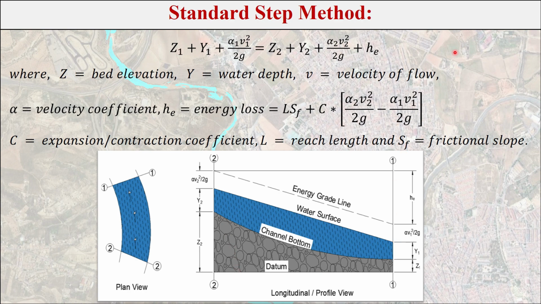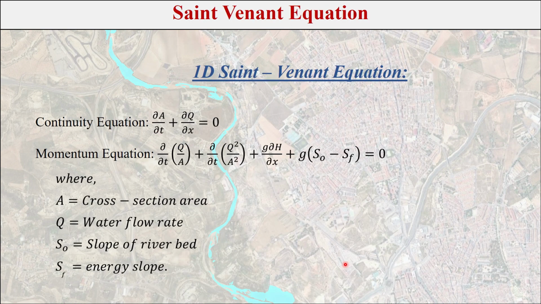So by equating the energy, we can calculate the water surface, where z is the bed elevation, y is the water surface depth, v is the velocity of flow, alpha is the velocity coefficient, and he is the energy loss, which we can calculate using this formula. And C is the expansion and contraction coefficient, L is the reach length, and Sf is the frictional slope, which are shown in the figure as well. This is the plan view, and this is the longitudinal or profile view of the river.